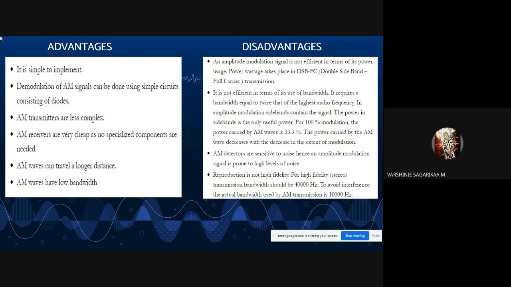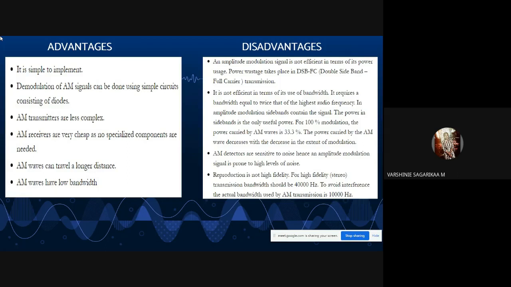In amplitude modulation, the sidebands contain the signal. The power in the sidebands is the only useful power. For 100% modulation, the power carried by the sidebands is 33.3%. The power carried by an AM wave decreases with a decrease in the extent of modulation.